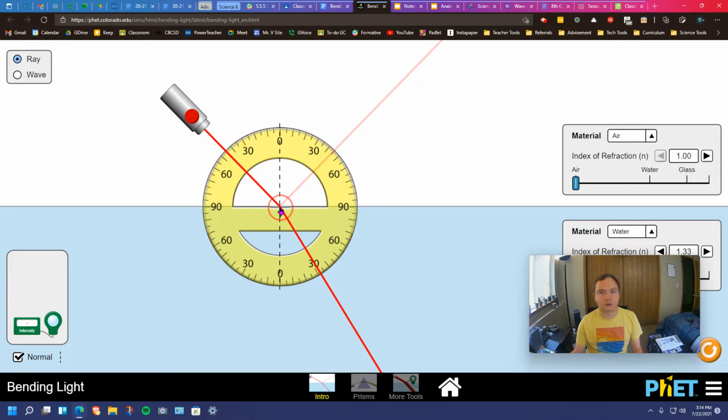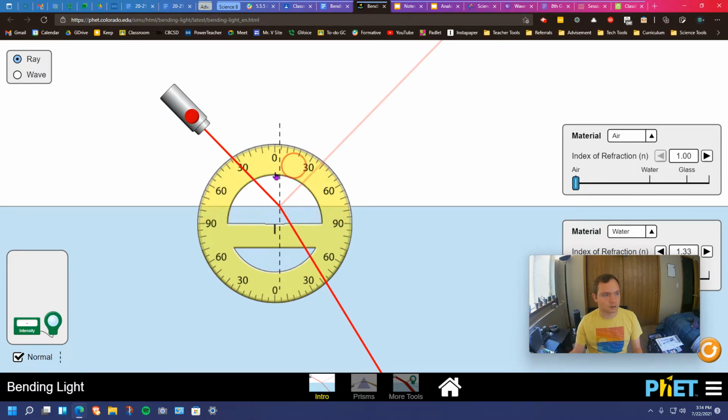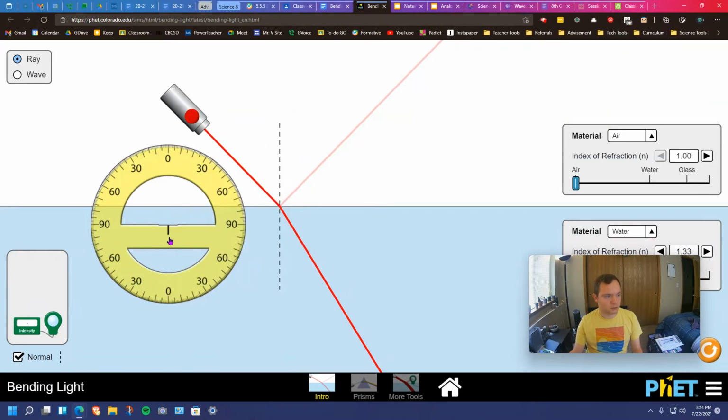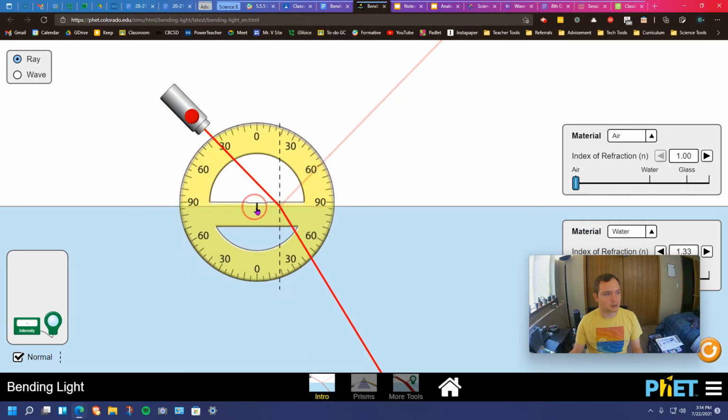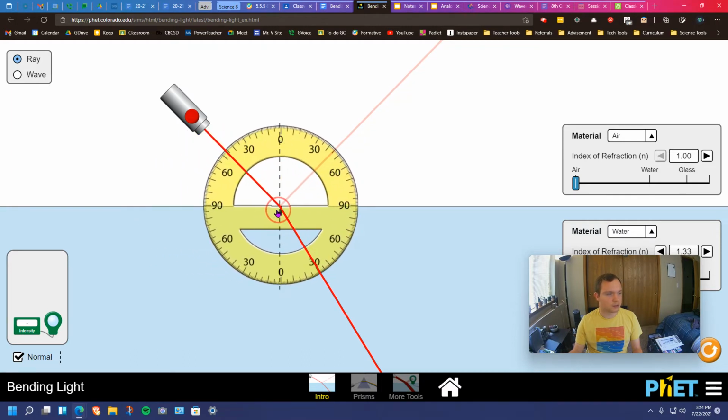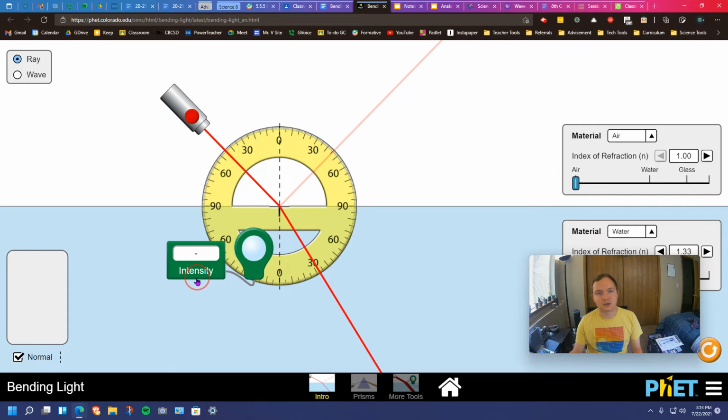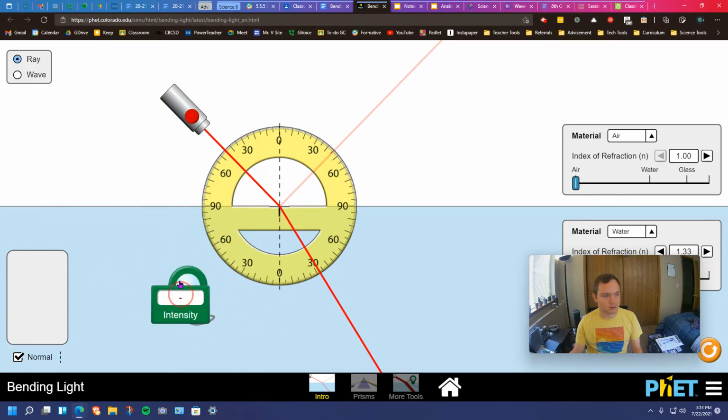What you want to do with your protractor is line up the 0 tick mark with the dotted line. Then that bar in the middle, you want to line up with the surface of the blue, in this case, which is water. Get pretty close. You can be off a little bit, but I gotta go a little lower. That's good. Then just drag your intensity meter over. You can drag this part separate, so put it somewhere where you can read it easily.